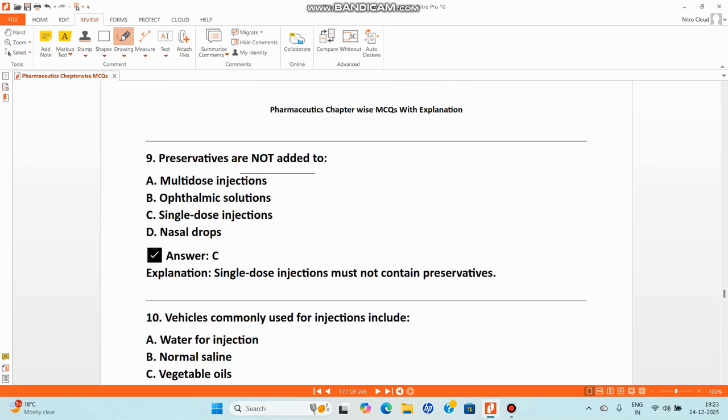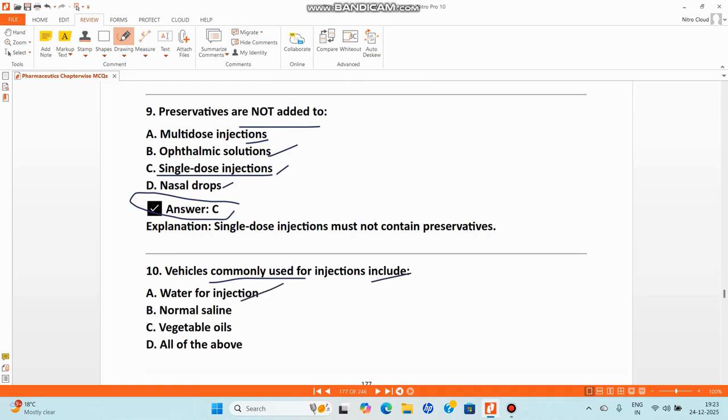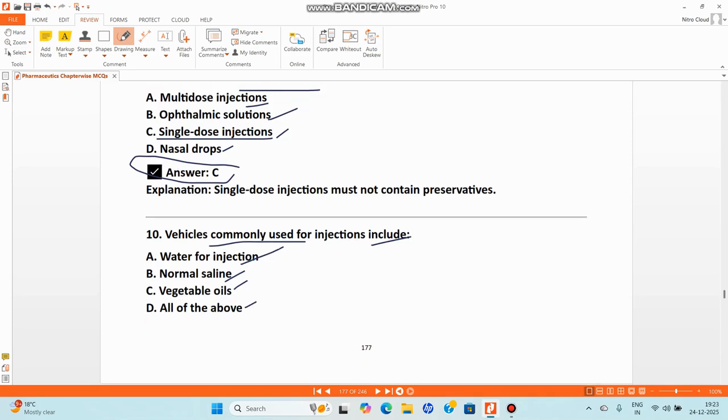And preservatives are not added to multi-dose injection, ophthalmic solution, single dose injection and nasal drop. So the answer will be C. In case of single dose injection, we cannot add any preservative, right? Vehicle commonly used for injectables include water for injection, normal saline, vegetable oil, and all of the above. The answer will be D. Okay, so vehicles, that is the carrier we use when making injections, can be water for injection, normal saline water, vegetable oil, and all of the above, right?